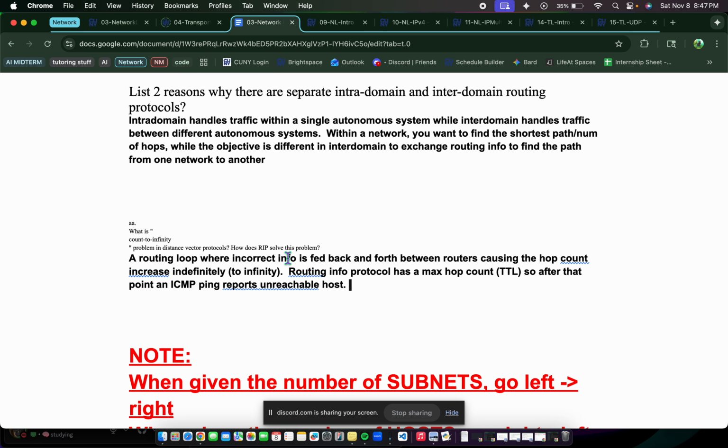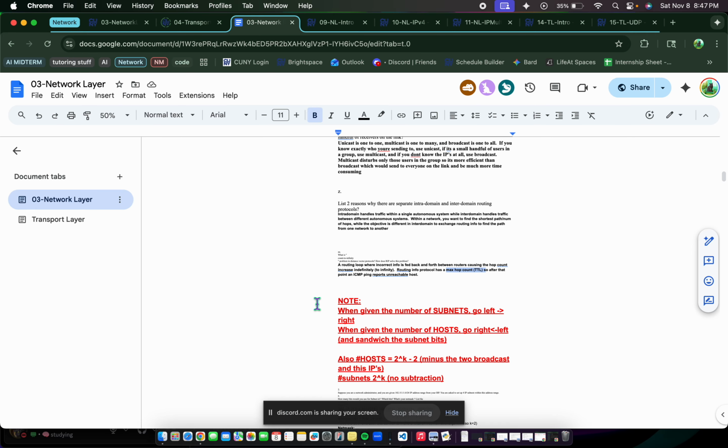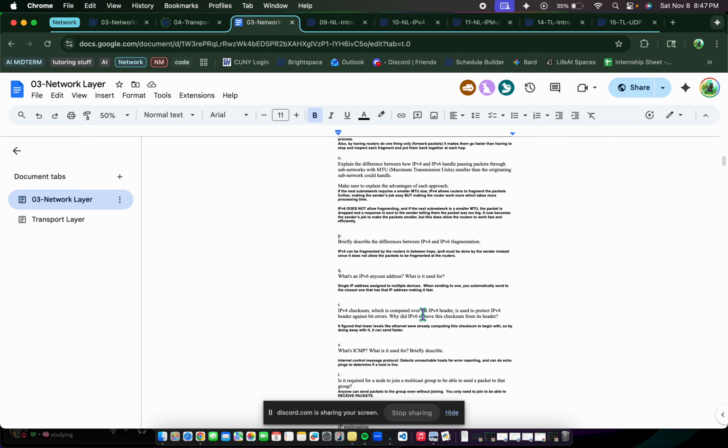And RIP is the Routing Information Protocol. What this does is it establishes a max hop count. So after that, it stops, and we use our friend ICMP to ping, hey, you timed out. This host is unreachable because it clearly should not have taken that many hops. Okay, so those are our short answers.